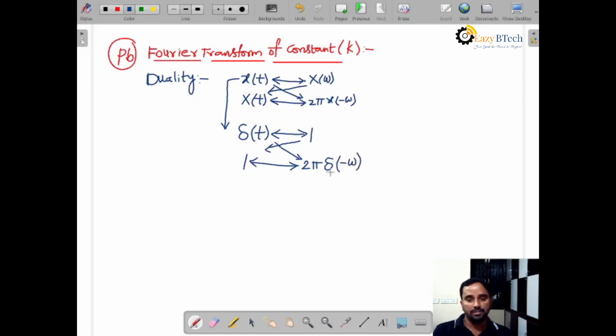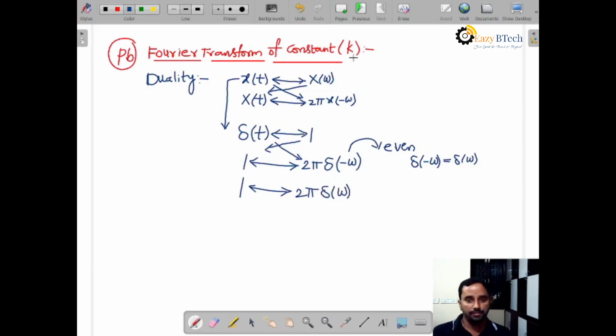Right or not? The impulse is an even function. Therefore del of minus omega is del of omega. So the answer is, the Fourier transform of 1 is 2 pi del of omega.